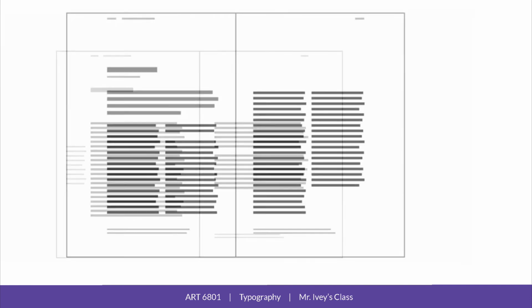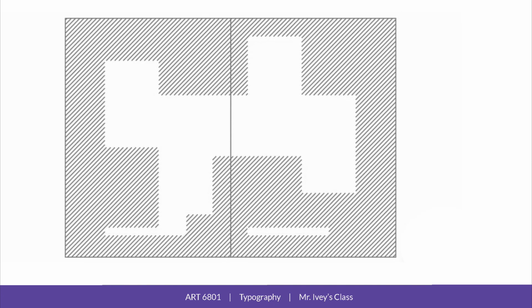We can consider compositional direction. This composition, for instance, has a horizontal emphasis, whereas this one feels more vertical. And finally, we can consider the relationship between positive space and negative space. Here, the negative space is just a frame surrounding the typography, and it feels kind of static. But here, I've moved things around so that the negative space is more interesting and more energetic.